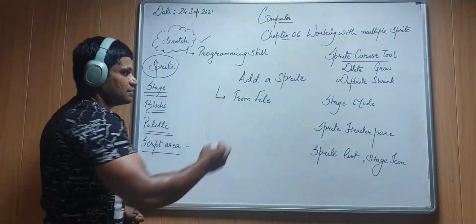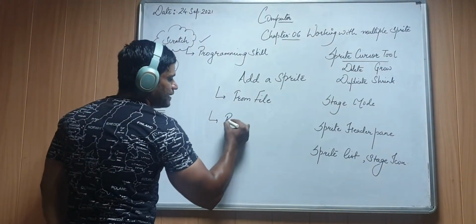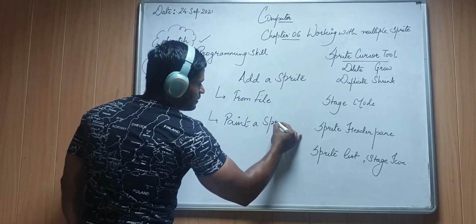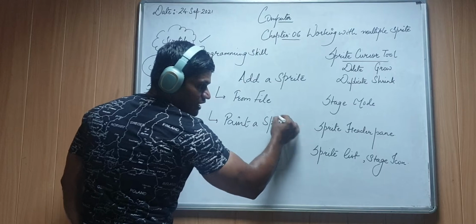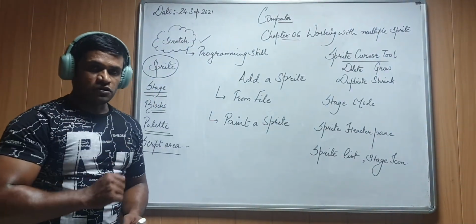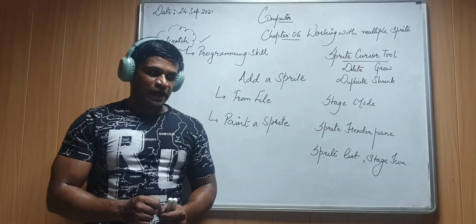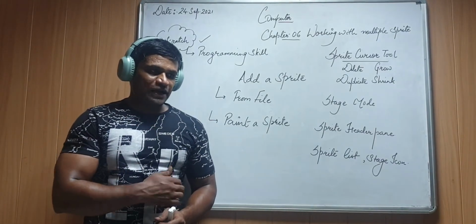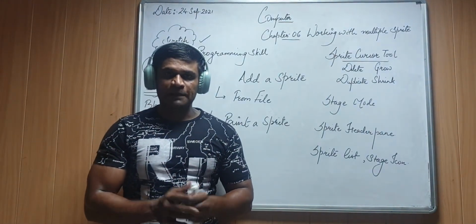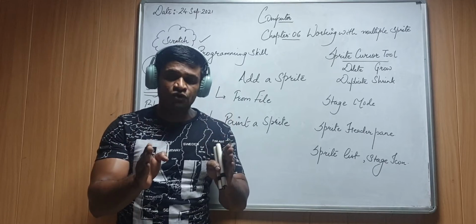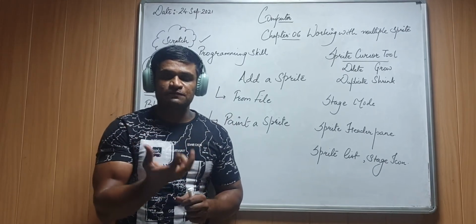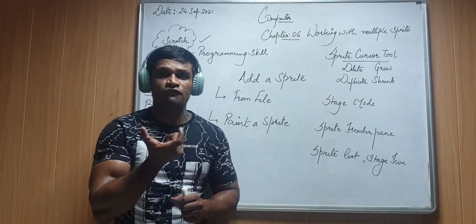The second method of adding a sprite is paint a sprite. Means you yourself will draw a sprite. Like it is shown in your book on page number 65. When you click on the paint new sprite option, a paint editor window will open up. A paint window will open which will allow you to draw a sprite. Like they have just drawn a face, or you can say an image of a smiley.